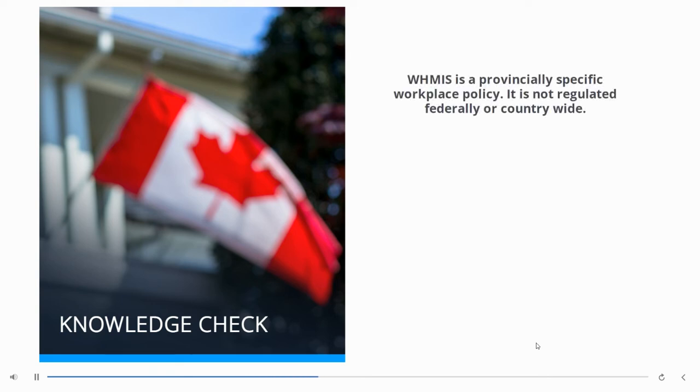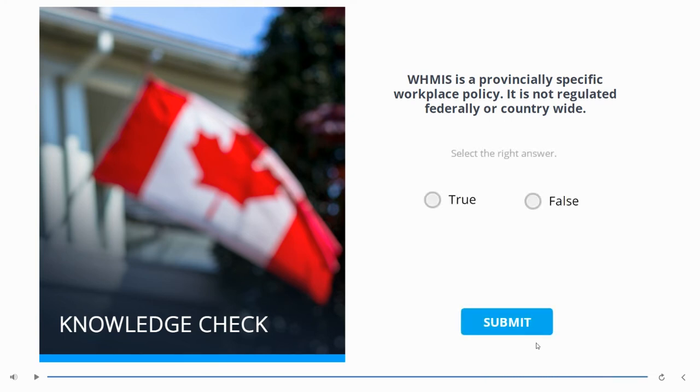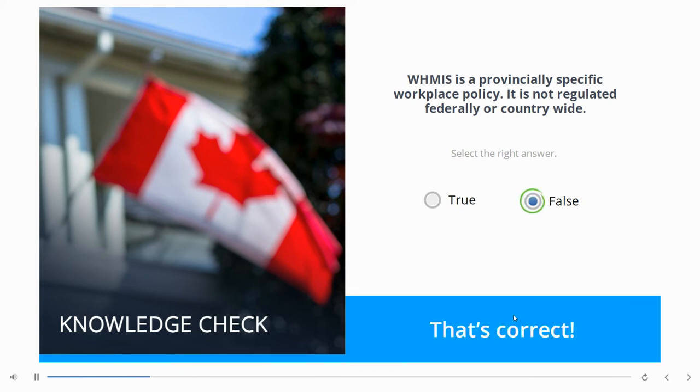Try this true or false knowledge check. WHMIS is a provincially specific workplace policy. It is not regulated federally or countrywide. The answer is false. This is regulated federally, from which the provinces and territories implement specific legislation.